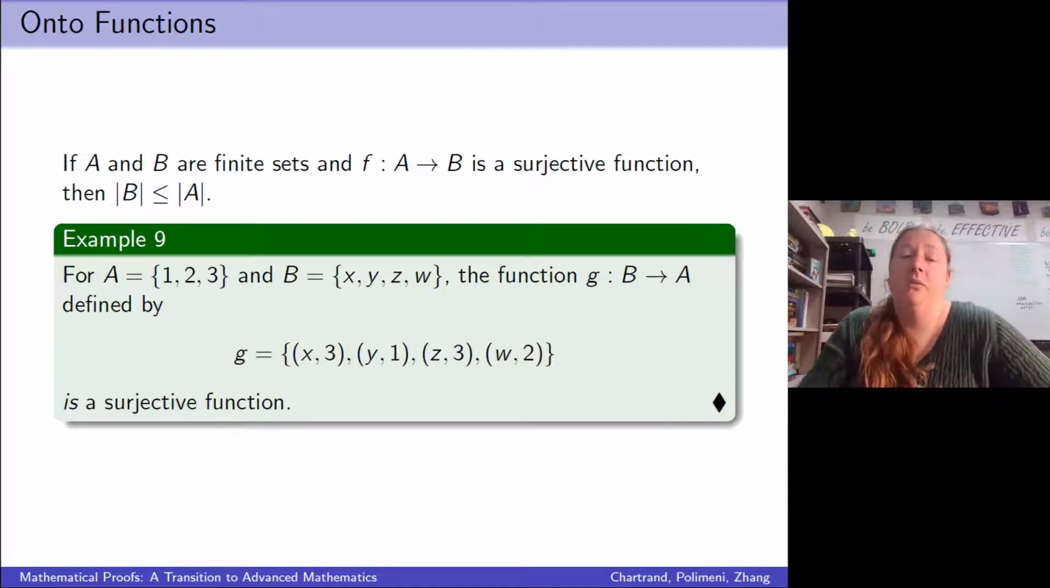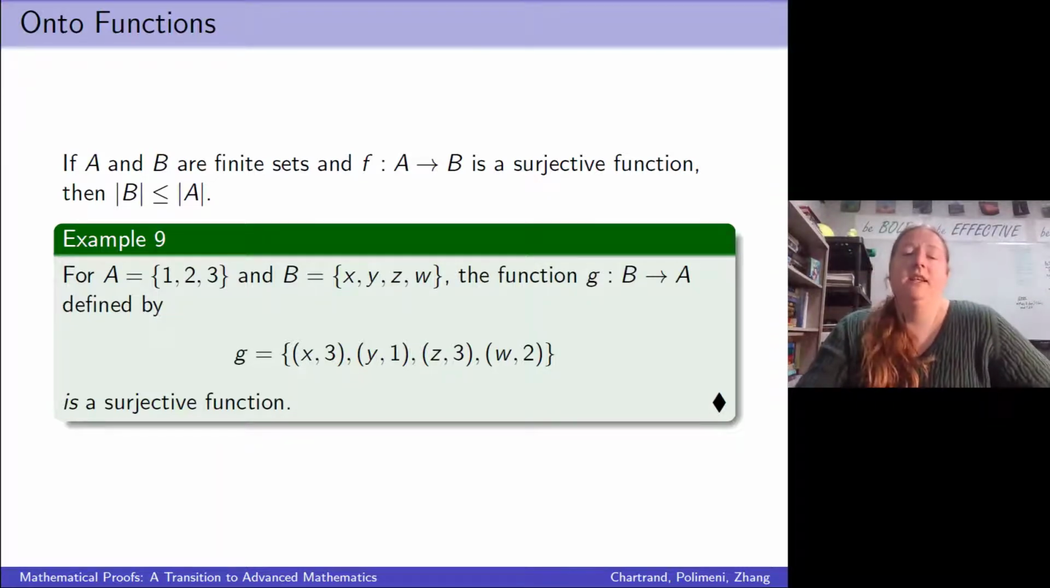So similar to how we could make an argument about the size of sets with one-to-one or injective, we can do the same thing for surjective or onto. So if A and B are finite sets and f from A to B is a surjective function, then the size of B has to be less than or equal to the size of A.